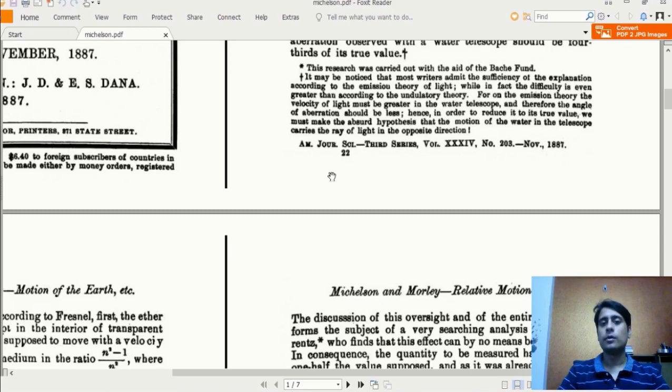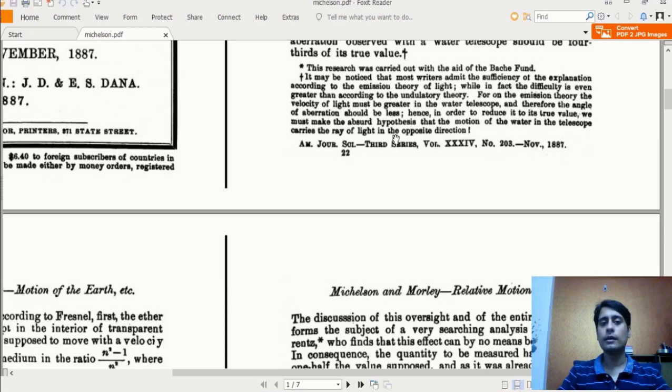So the light is entering the telescope, and the water inside the telescope is also moving. It is entering from one hole and exiting, and the water is going out of the telescope through another hole. So it's like two pipes, entering and exiting the water. So water is moving inside the telescope. So you can say that if light enters the telescope, that is in the medium, and the medium is moving with some speed, then that speed is added to the speed of light. So it's saying that on the emission theory, the velocity of light must be greater in the water telescope, and therefore the angle of aberration should be less.